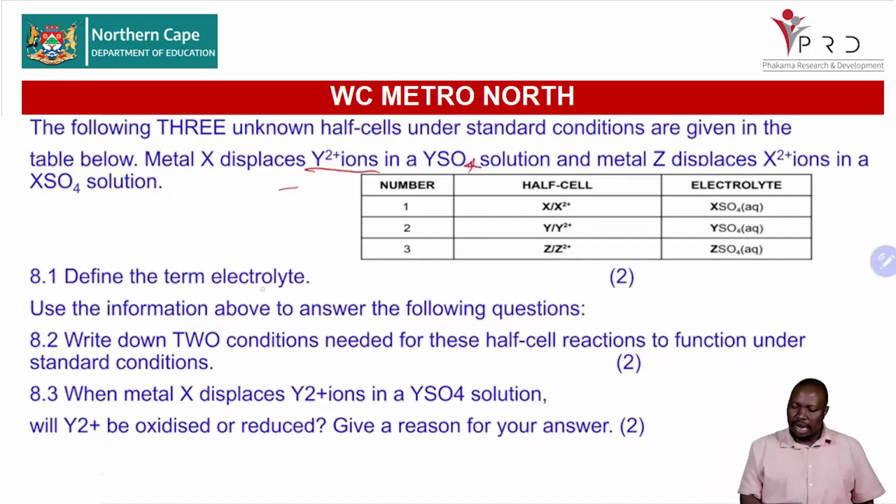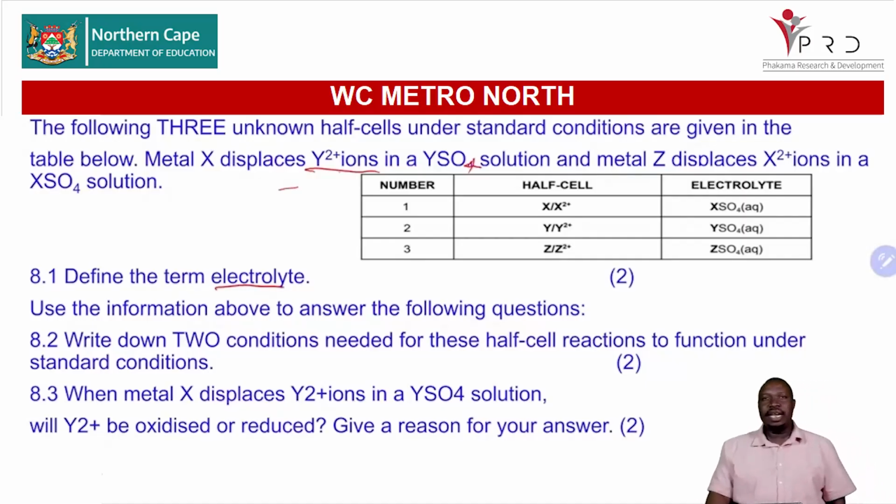The first question was: define the term electrolyte. Remember, we said when a substance is dissolved in water, it forms ions, or it forms a solution, and that solution can conduct electricity. Or you can just say it's a solution that conducts electricity through the movement of ions.